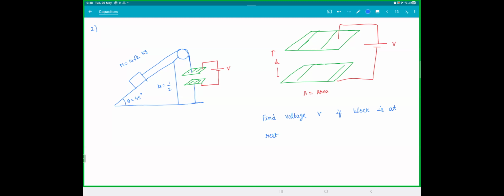And I'll give you a little more context. Imagine there is no battery. So if there is no battery, what would happen? This green plate will go up, this plate will fall down, and the block will slide down, isn't it? That's what would have happened. Because there is a battery, there is an attraction between the plates that is actually keeping the plates from moving away from each other. That is how we connected.